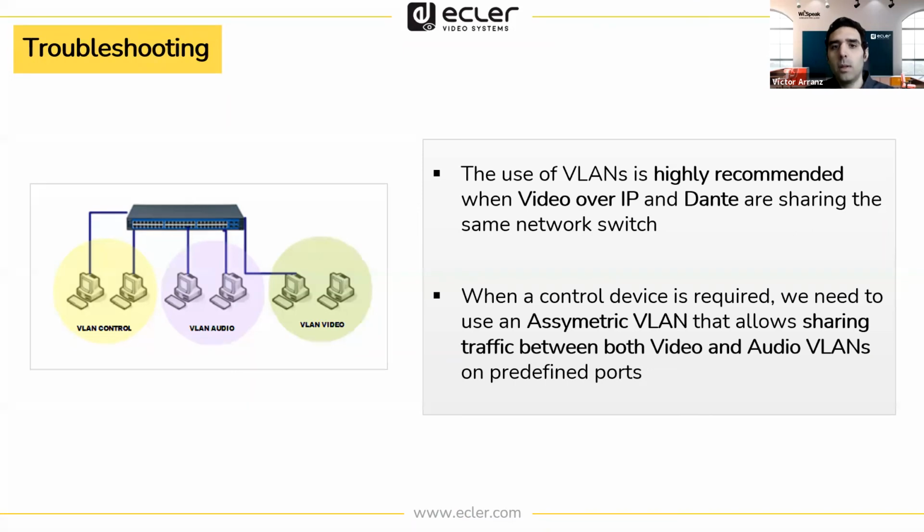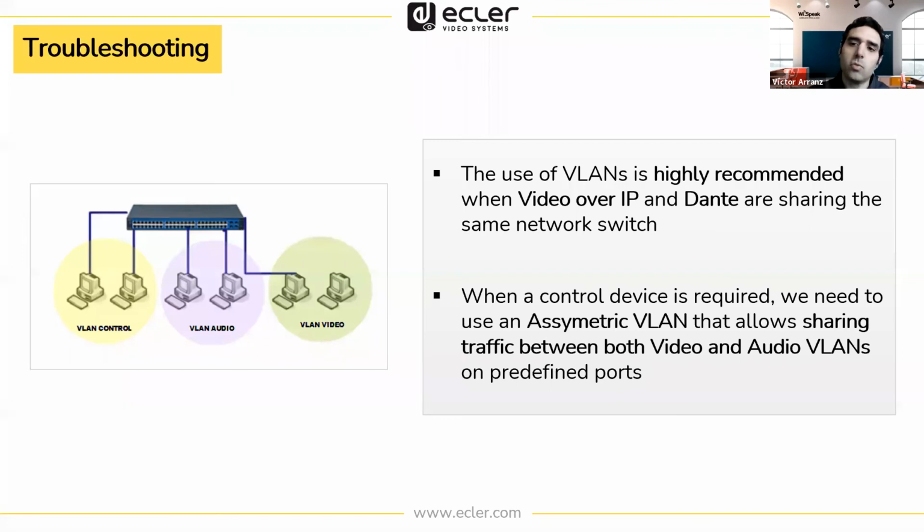This is very important because we cannot guarantee that, for every network configuration and for every network length, this is going to work perfectly. Okay, so to be safe, the safest choice is always to use separate VLANs when we are having Dante and video over IP traffic on the same network switch.